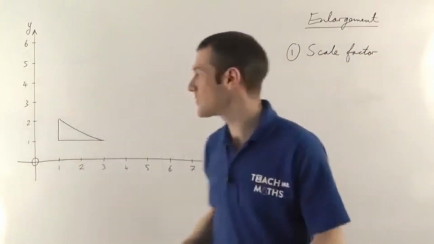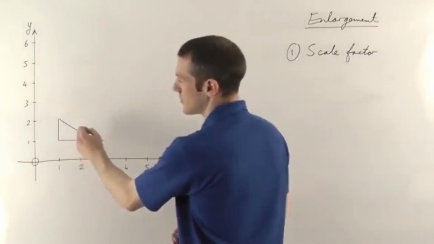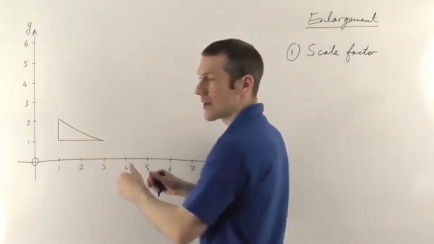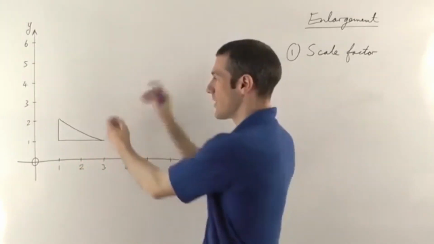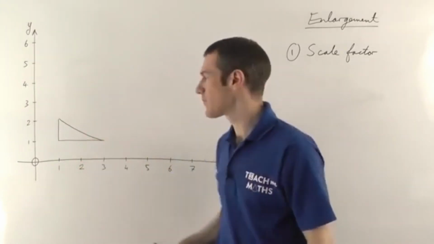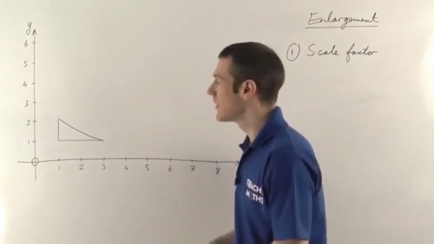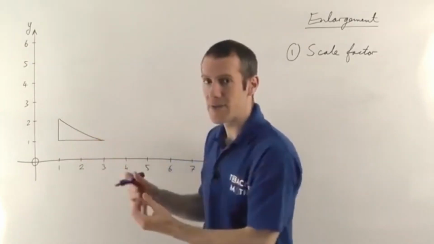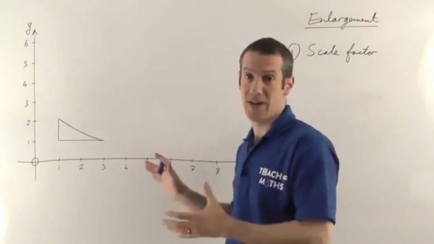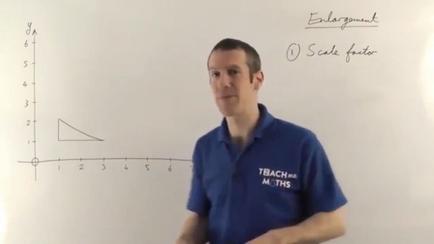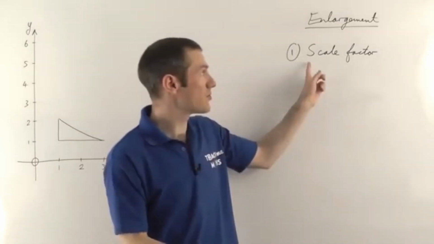So if the scale factor is 2, that means the triangle is going to get bigger and all the lengths will end up being twice as big. If the scale factor were 3, then all the lengths would end up being 3 times as big. If the scale factor were a half, then all the lengths would end up being half as big. And that's how a triangle or any shape can end up getting smaller with an enlargement. It's a bit of a misleading name, as I say, but the scale factor is the thing that controls it.